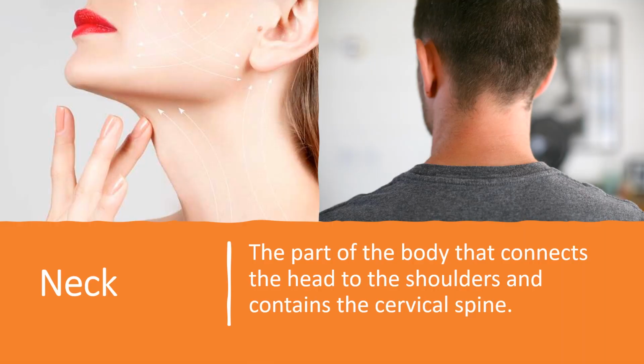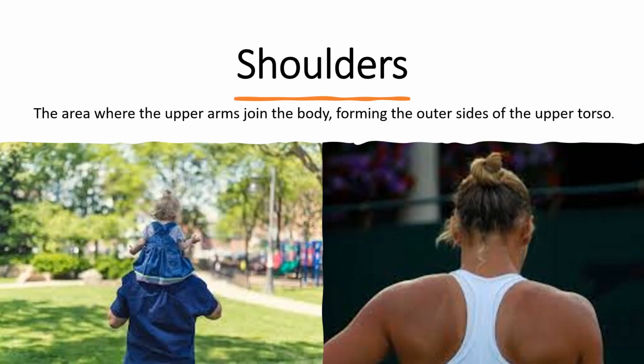Neck. The part of body that connects the head to the shoulders and contain cervical spine. This is the neck. Shoulders. The area where upper arm joins the body, forming the outer sides of upper torso.